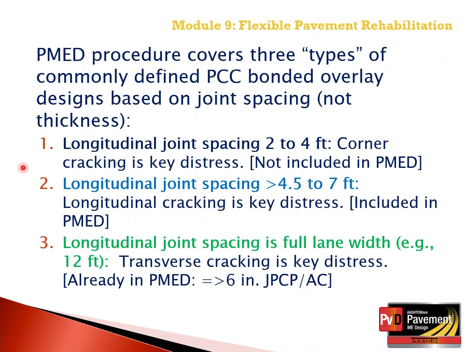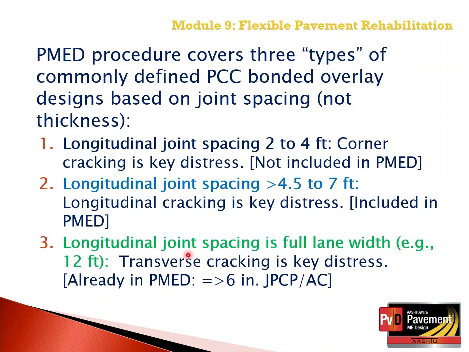The Pavement ME procedure covers three types of commonly defined concrete bonded overlay designs based on joint spacing, not thickness. Longitudinal joint spacing is 2 to 4 feet. Corner cracking is the key to stress. That is not included in the Pavement ME design software. Longitudinal cracking, with spacing greater than 4.5 to 7 feet. This longitudinal cracking is the critical performance criteria and is the key to stress that is included in the Pavement ME design software.